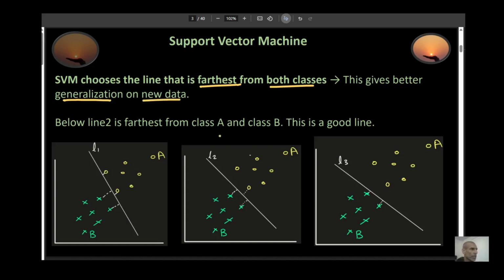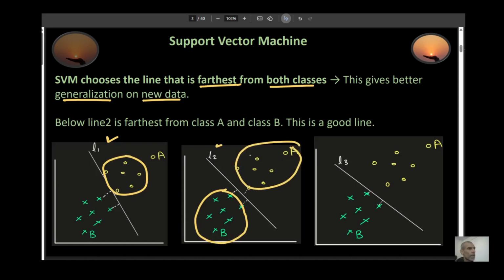So in the below case, you can see the line L1 is closer to class A right here. Line L2, on the other hand, is halfway in between your class B and class A. This is my class A right here. And line L3 is closer to your class B. So by looking at these three diagrams, you can tell that line L2 would be a better option because line L2 is furthest from both class A and class B. So this is a good line to create a boundary between two classes.